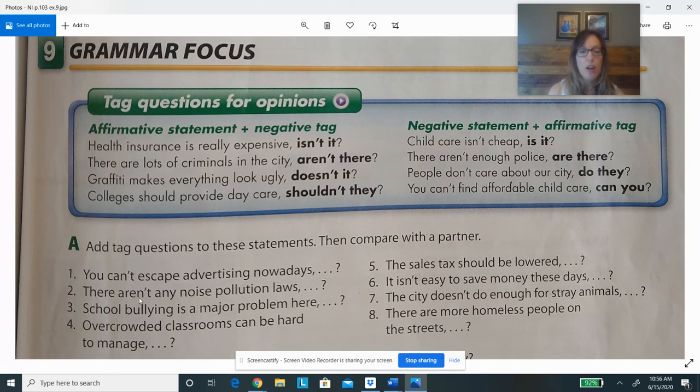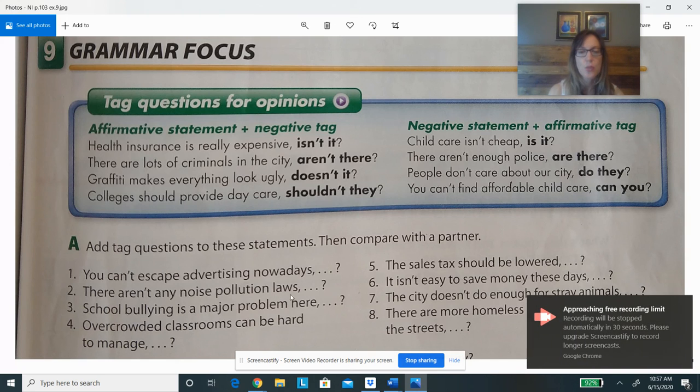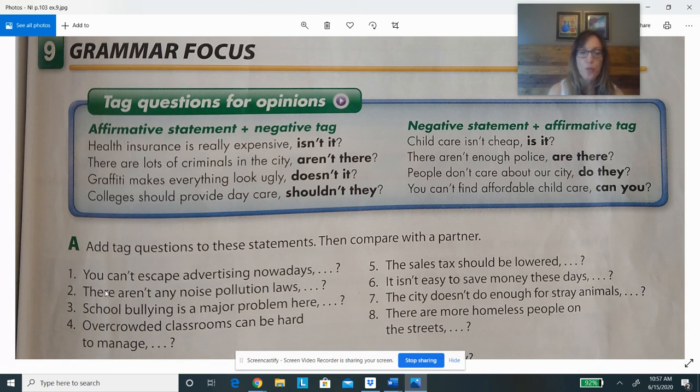Number 2, there aren't any noise pollution laws. Okay, we have a negative statement, so we need to use an affirmative tag. Aren't will become are, and don't forget the word there. So the answer is are there. One more, school bullying is a major problem here. Is will become isn't. Bullying is a gerund, which requires a singular pronoun, it. Answer, isn't it.